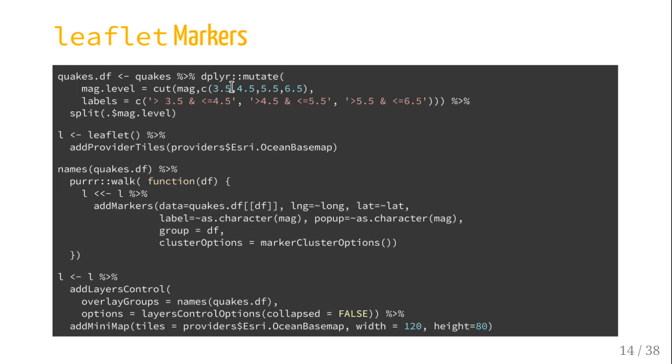Split up the quakes database into 3 different data frames. Add the ocean base map as the provider tiles. For each of those 3 data frames, this is basically walking through lists. Add the data into the Leaflet map and give it its own group so that you can toggle individual groups. And then finally add the layer control for you to actually toggle those groups. That's it. And add a mini map at the end, the small inset map that you saw.